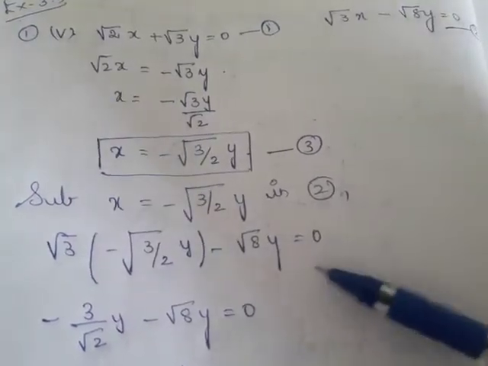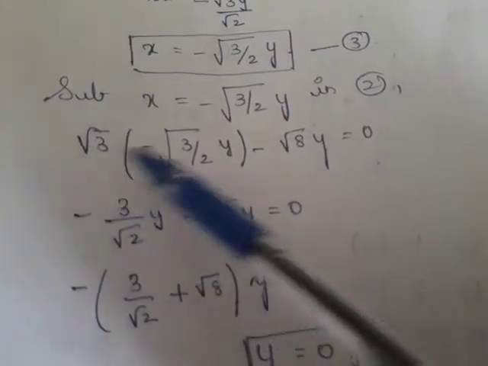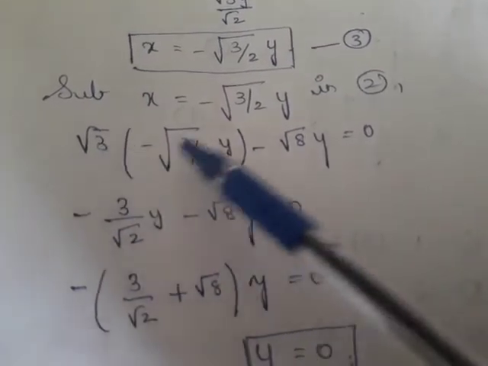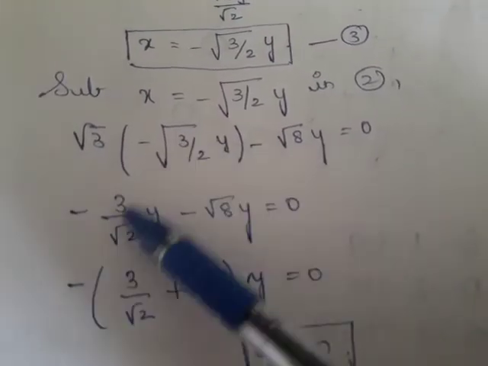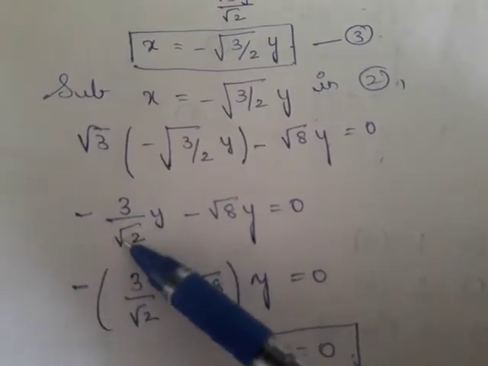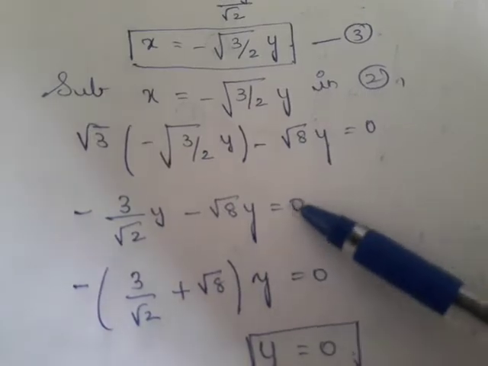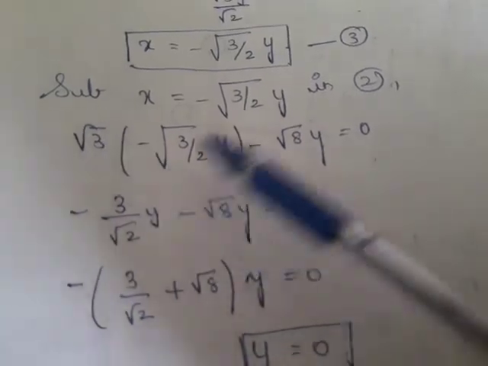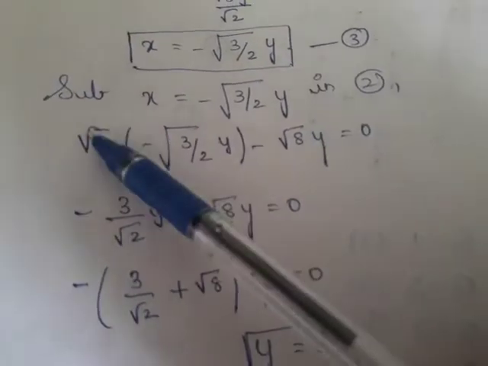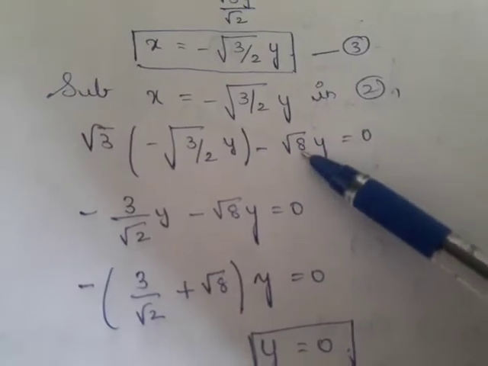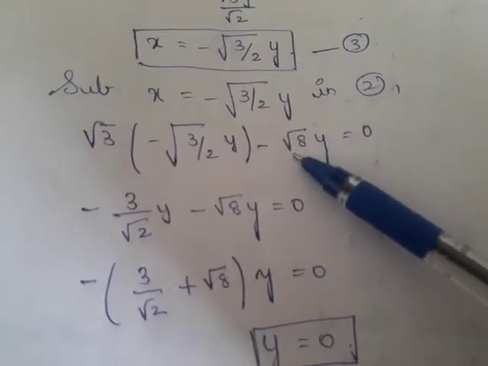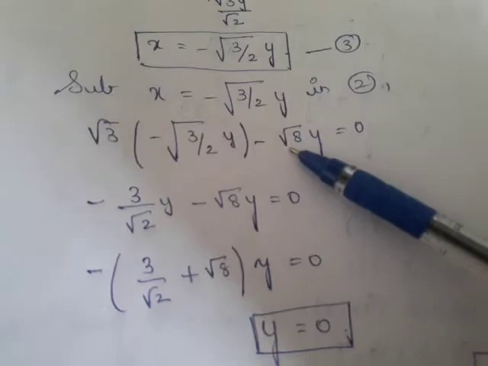Minus root 8y equal to 0. Now what will happen? Multiply. Plus into minus is minus. Root 3 into root 3 will become 3 divided by root 2y, then minus root 8y equal to 0. This root 3 is only for this term, not for this. So don't multiply this root 3 with root 8. Many will make such kind of mistakes, so be careful.